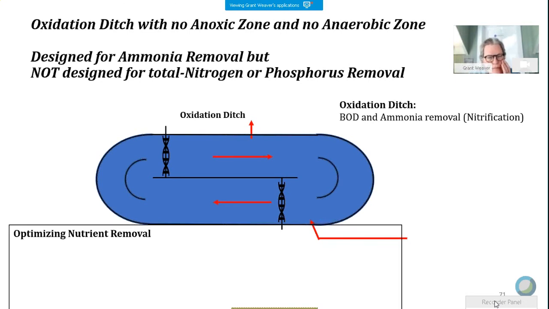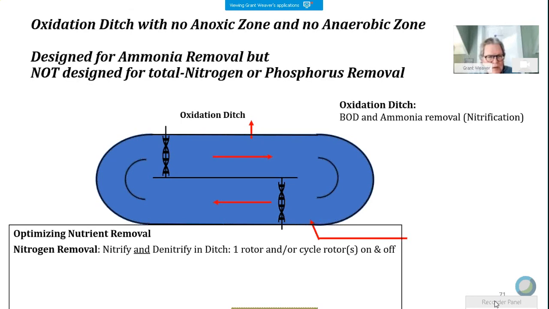So if we want to optimize nutrient removal, here are some tricks. For nitrogen removal, I think you're probably guessing what we're going to do there. We're going to try to nitrify, convert the ammonia to nitrate, and denitrify, convert that nitrate to nitrogen gas in the main body of the ditch.